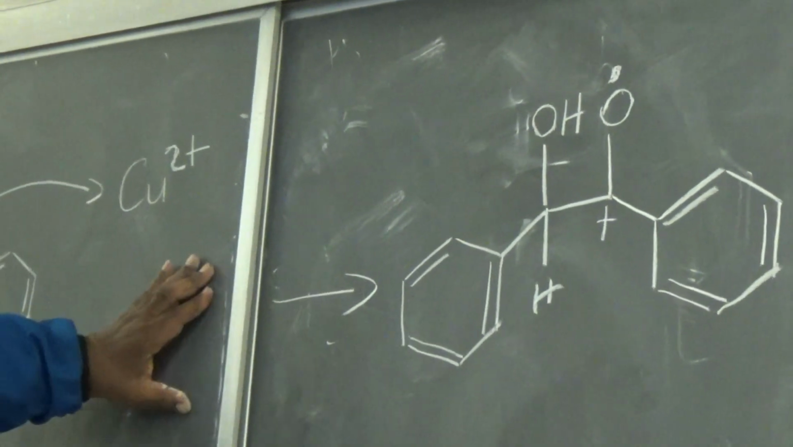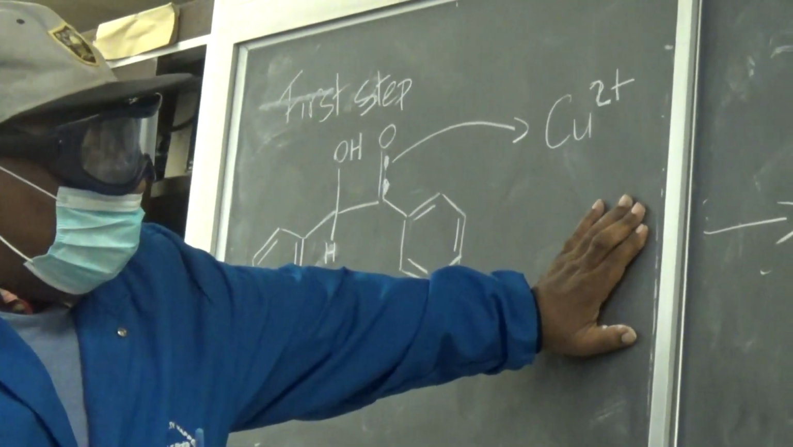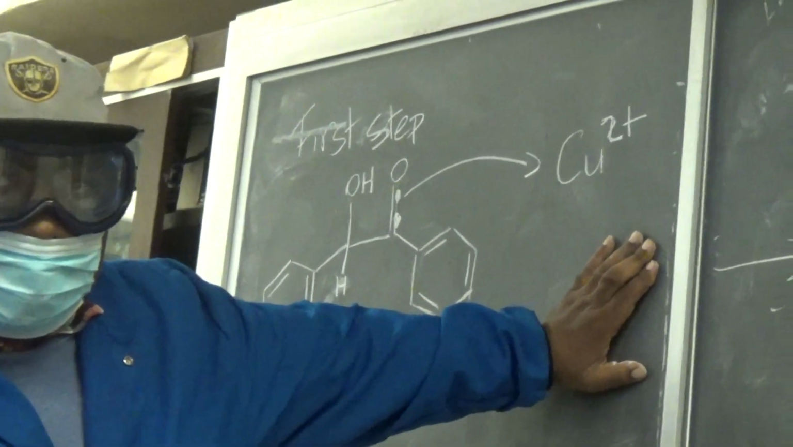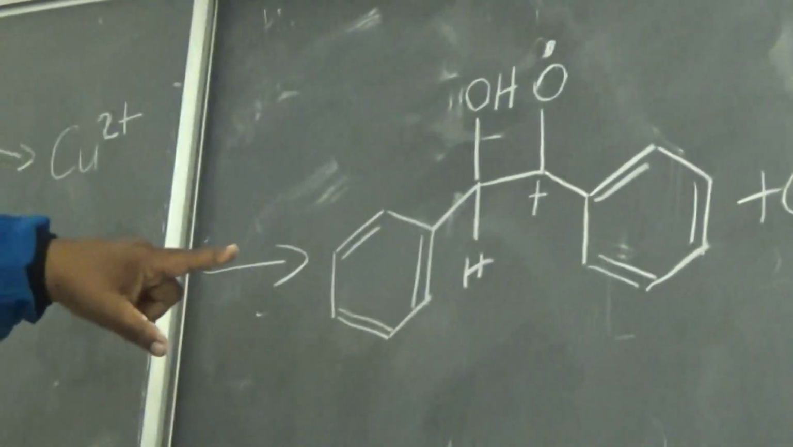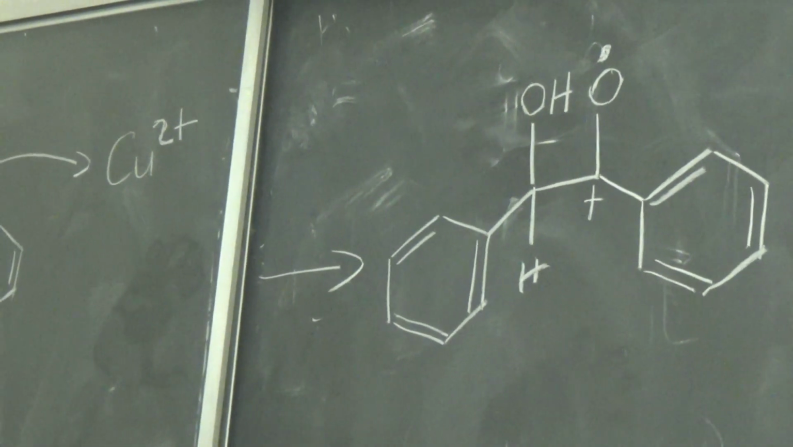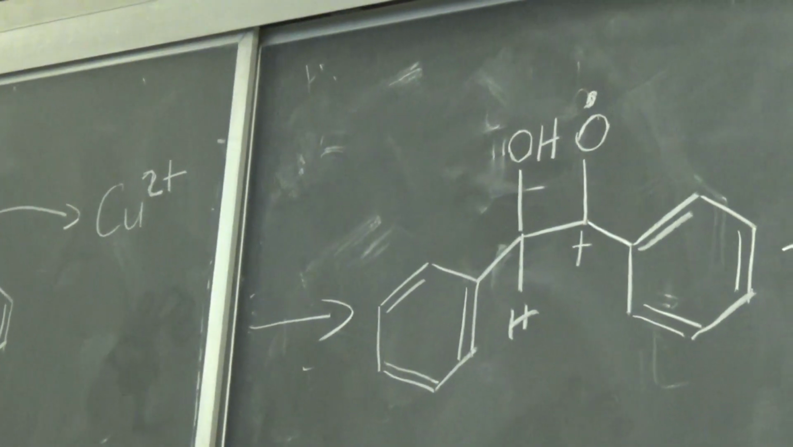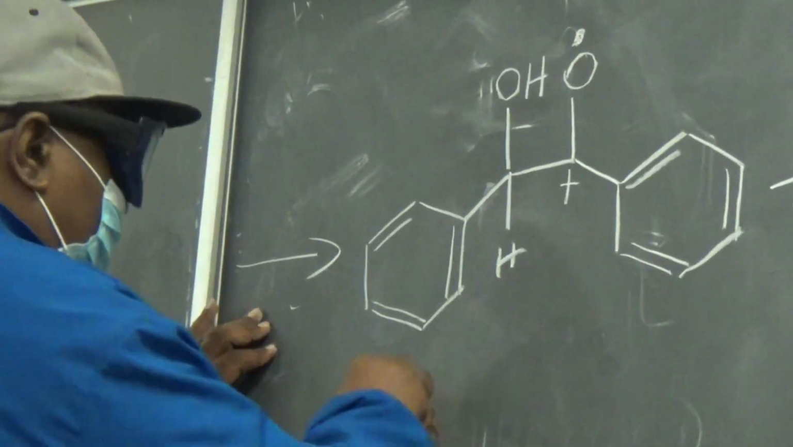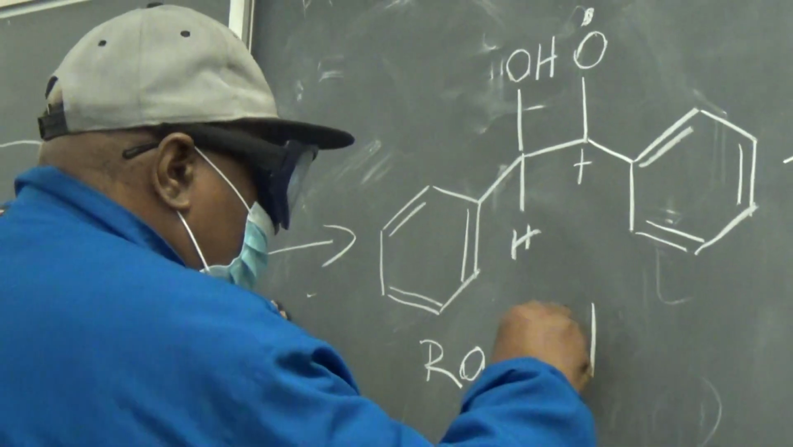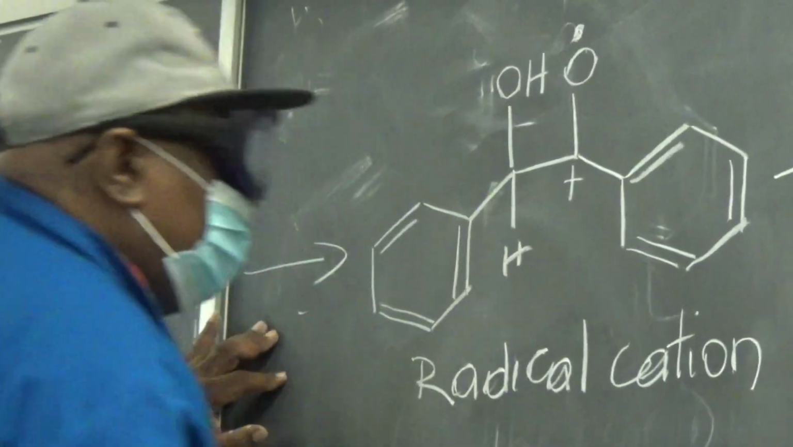And you have a formation of what we call a benzoin radical cation. Radical, because you lost an electron, so now it's a cation. And then the other one at the top is still a radical. So radical cation. Write that underneath.